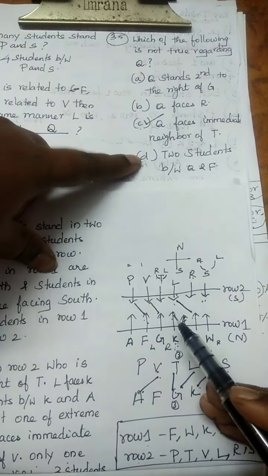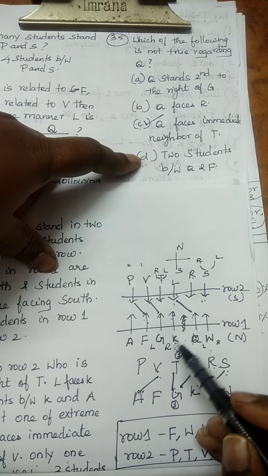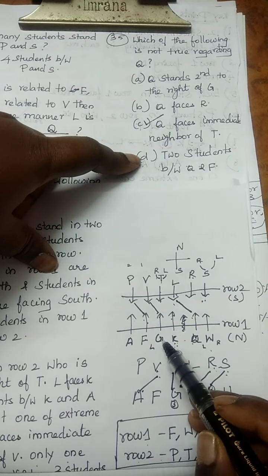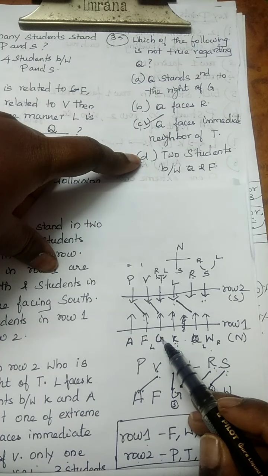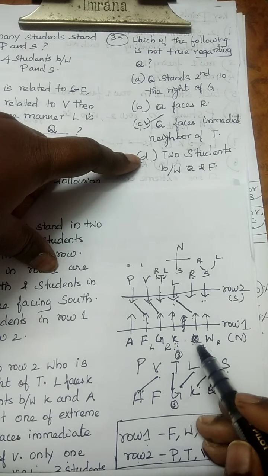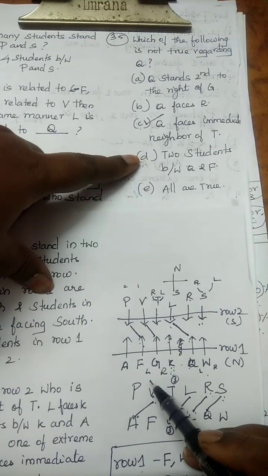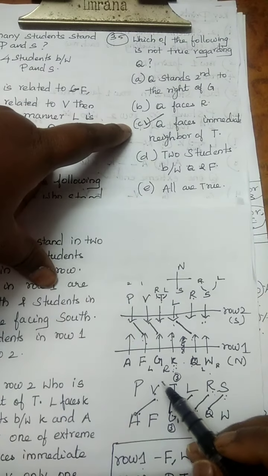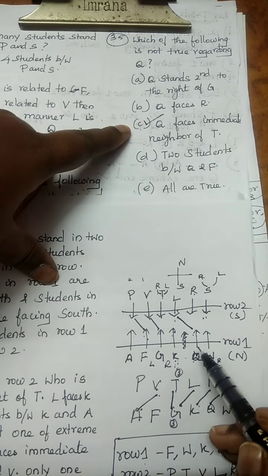Let's check out option D. 2 students between Q and F. F is here, Q is here. 1, 2. Yes, 2 students between Q and F. G and K are the 2 students between Q and F. Option E, all are true. No, not all are true. C is the odd one out.